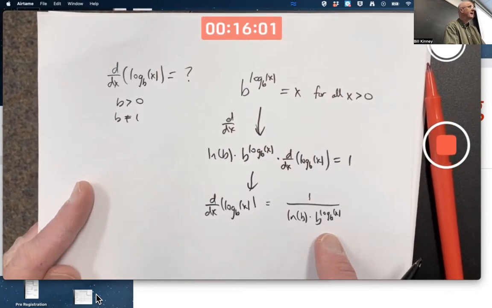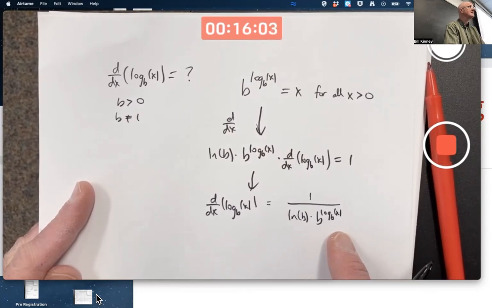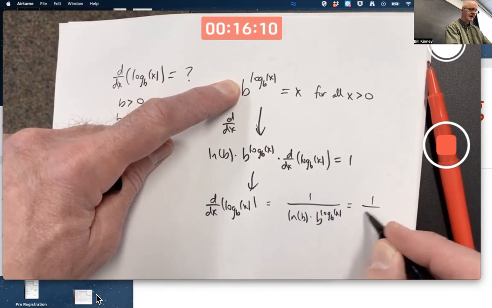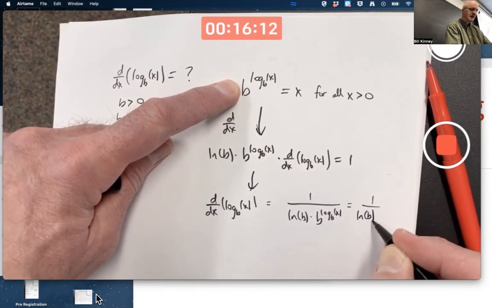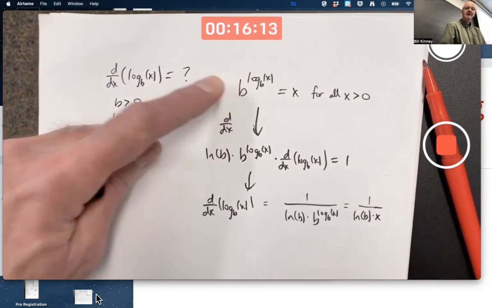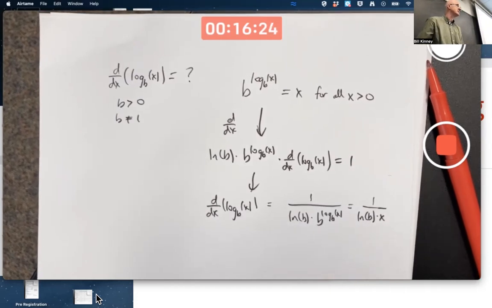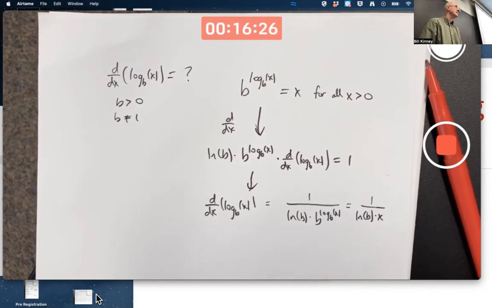But this can be simplified because b to the log base b of x simplifies to x, just like it did up here. So this becomes 1 over natural log of b times x. In the case that's nicest for calculus, when b is e, so we're talking about the natural log function, ln of e is 1, and this just simplifies to 1 over x, like we saw last week.